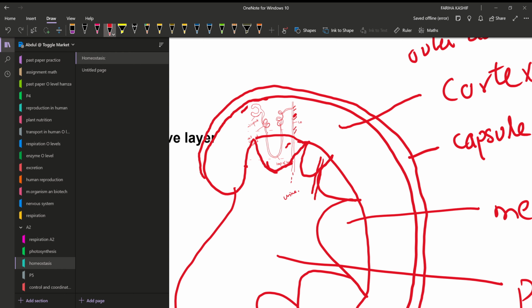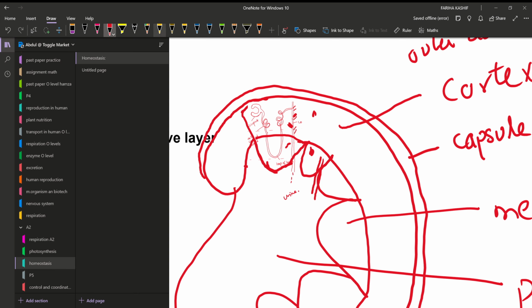Clear? So why is the cortex darker? Because of the presence of these convoluted tubules and the collecting duct. That means there are so many nephrons located in this region. As you can see over here in the cortex and medulla, and then they open in the common collecting duct. There are so many collecting ducts, but within one collecting duct a large number of nephrons open. Look, from here it is opening, from here also it is opening.